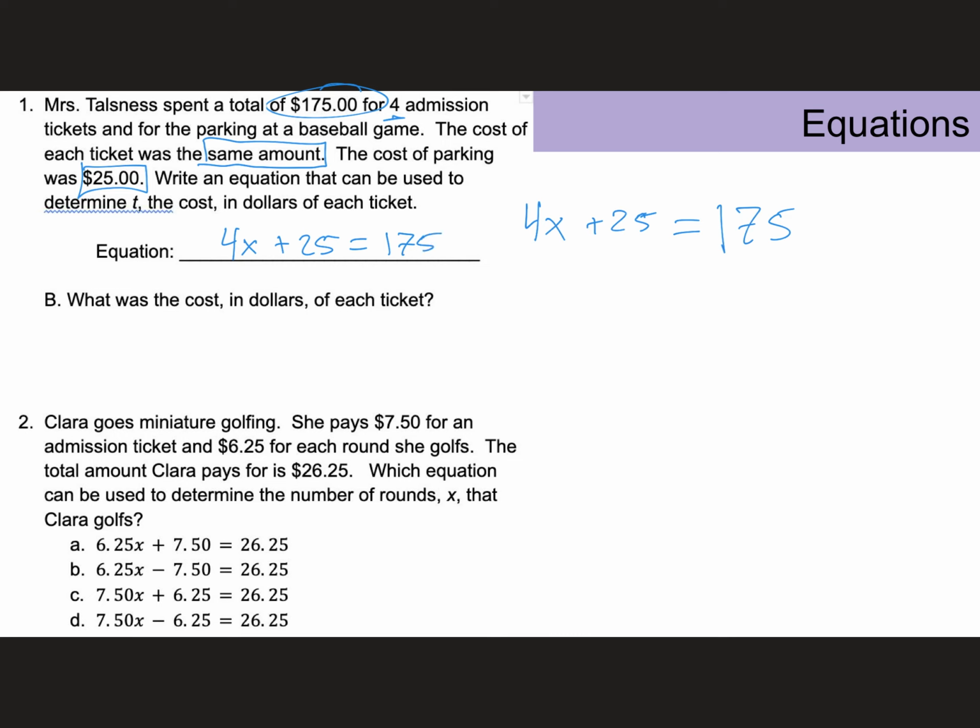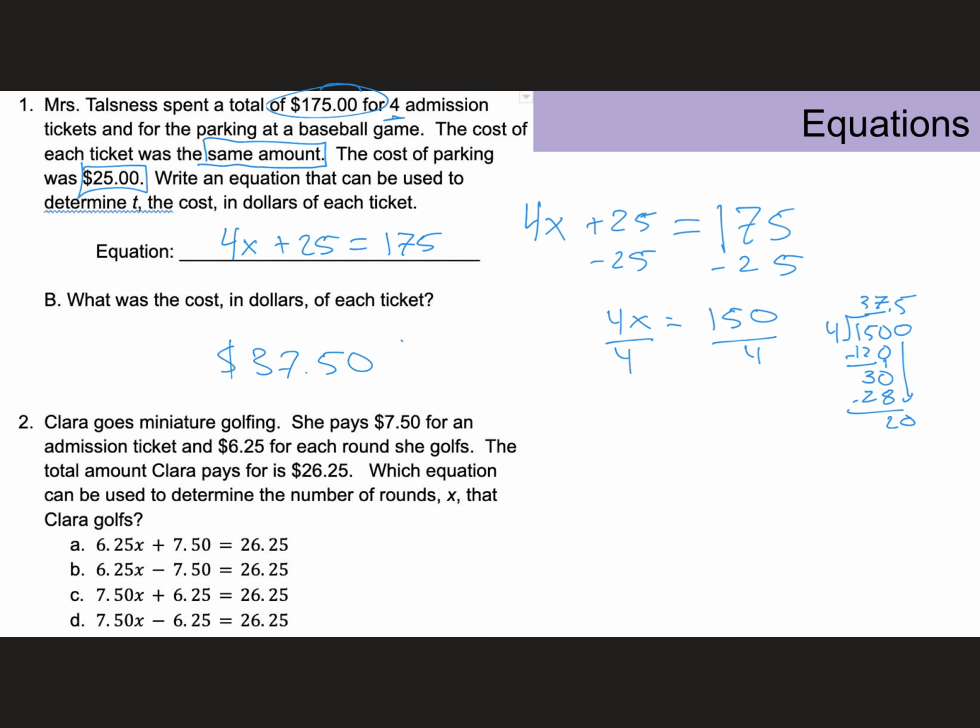And then in B, what is the cost of each ticket? So now I just solve that 2-step problem. Minus 25 to both sides. 4x equals 150. Divide each side by 4. 4 goes into 150. 4 goes into 15 3 times. 12, remainder of 3. Bring down my 0. 4 goes into 30 7 times. Remainder of 2. Bring down a 0. Each ticket was $37.50.